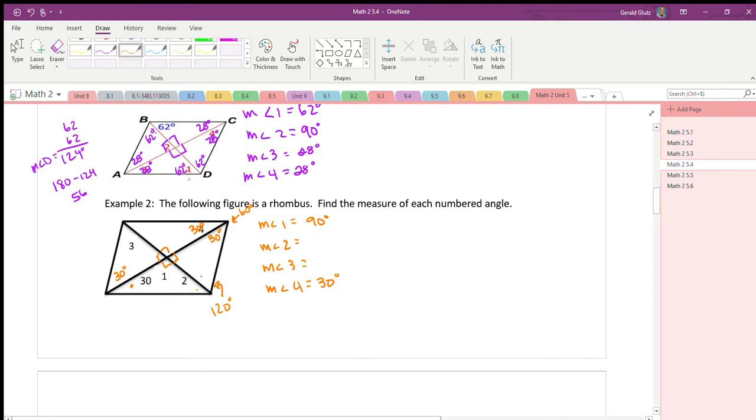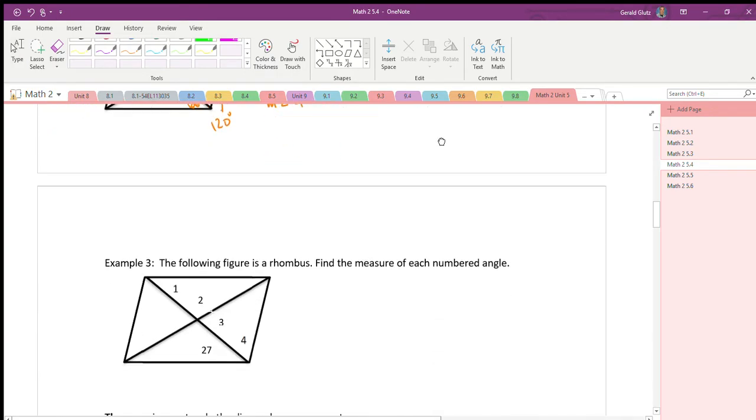But we have two halves of 120, so each of those would have to be half of 120. So this would be 60 and then 60. That means the measure of angle 2 is 60 degrees. And since opposite angles are congruent, these also have to be 60 as well. So angle 3 is 60.